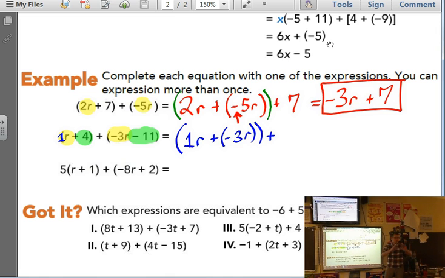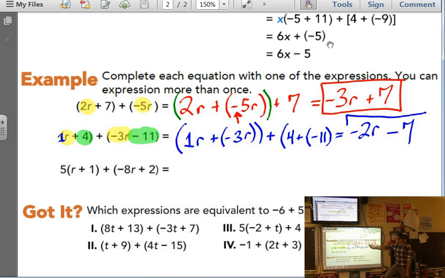Like, we're not solving anything. We're just simplifying. Here's the issue, though. When he went to combine his 4, he forgot that the 11 was negative. So we get negative 2r, but then my constant value is plus a negative 7. Or instead of saying plus a negative, I can just say minus 7. So negative 2r minus 7. Any questions how we got there?